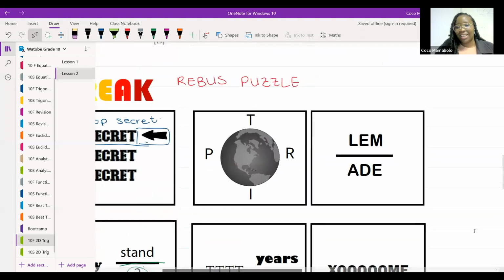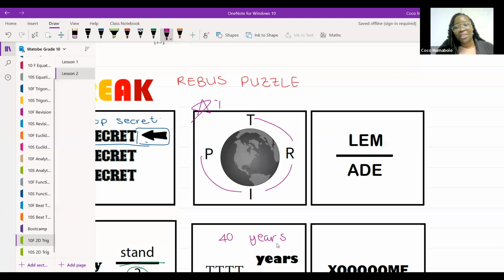All right, let's start here at the top. I saw somebody already give us this one. We know that this one down here is 40 years. What about this one here? Top one over here. Jessica is saying around the world, but something is missing. Good. It's TRIP around the world. So this one is trip around the world.